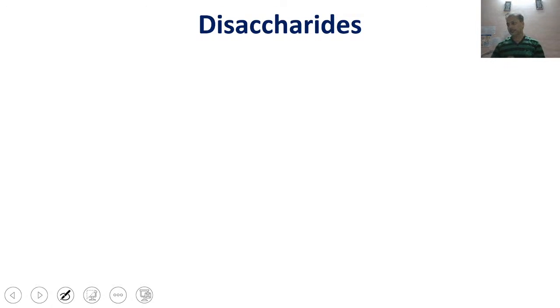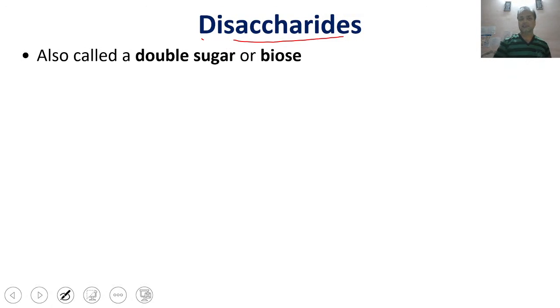Disaccharide is another form of carbohydrate where di means two and saccharide means units. So two units will join together, and the joining will be by a specific bond. That bond we are going to call a glycosidic bond. We are going to see glycosidic bonds. So that is called disaccharides.